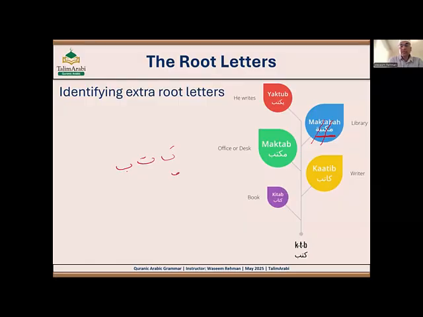So this is our fa kalma. First root letter is fa kalma, second is ain kalma, third is lam kalma. All right. So these are all root letters. Same thing like if I go with katib, so alif in the middle. So if you see alif, waw, or ya in the middle, that's the extra letters. Take the extra letter out. Now we only have three letters: kaf, ta, and ba. So those are our root letters.